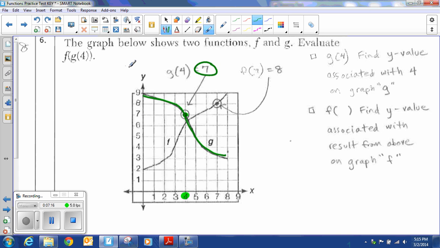And this is the input for the outer function, which is f. So 7 goes in here. And what is f of 7? Well, we find 7 on the x-axis, and we run up until we hit the line, the graph, and here it is. What is the y value that's associated with this? It is 8. And that's how you solve this.